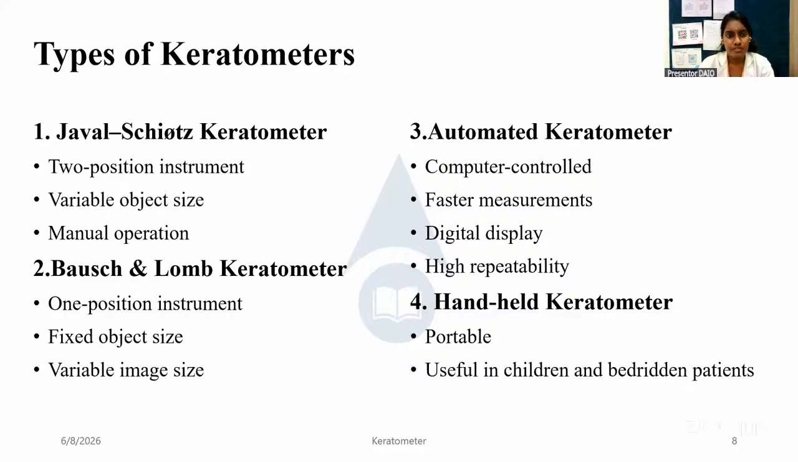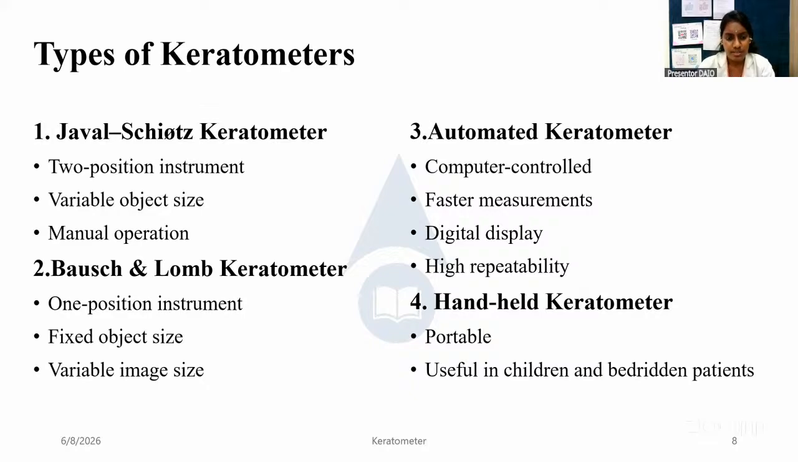There are four types of keratometer. First one is Javal-Schiotz keratometer. It is a two-position instrument which uses a doubling system, measures the principal meridian of the cornea, and assesses the corneal astigmatism. It has a variable object size and it is a manual operation.